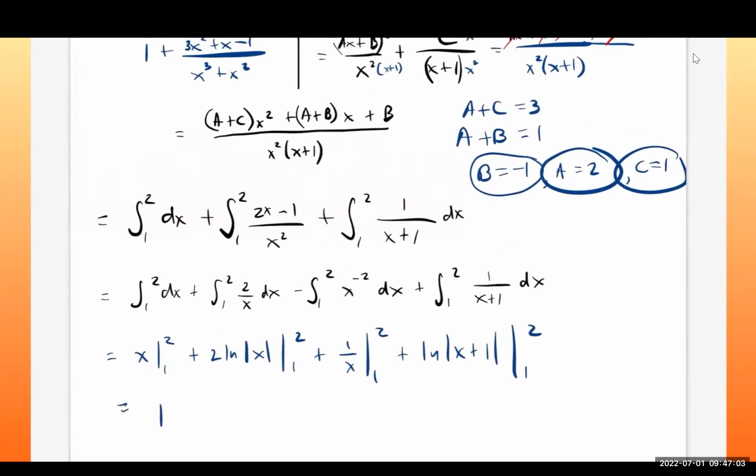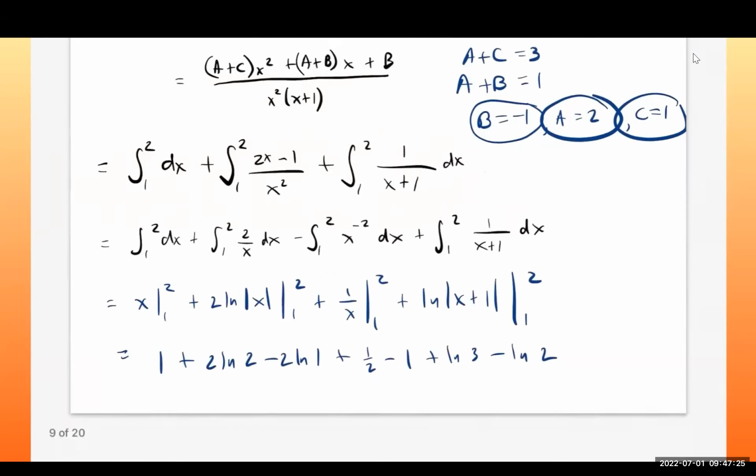Finally, we can evaluate. Plugging in 2 minus 1 is 1. Over here, you're going to have 2 ln 2 minus 2 ln 1. Over here, you're going to have 1/2 minus 1. And over here, you're going to have ln of 3 minus ln of 2.